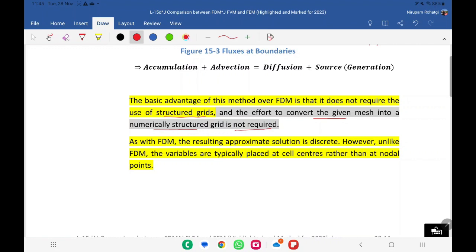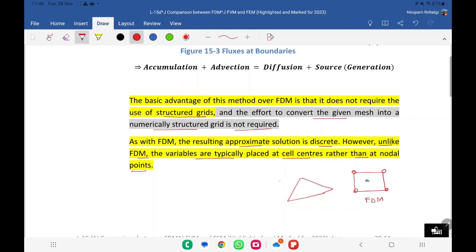As with FDM, the resulting approximate solution is discrete. However, unlike FDM, the variables are typically placed at the cell center rather than at nodal points. So in both cases, your solutions are discrete. Let us say in FDM your cell is like this, and you know values at these points. If you want to find the value somewhere else, you have to do the interpolation.